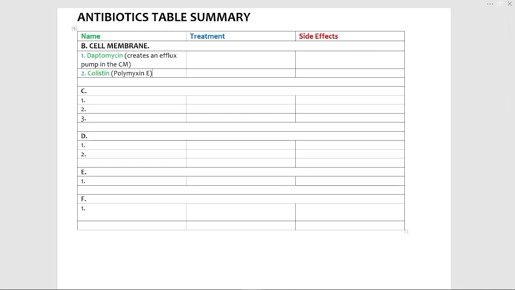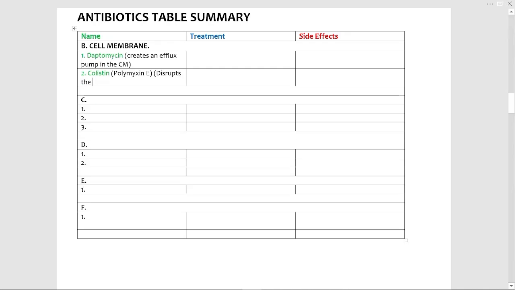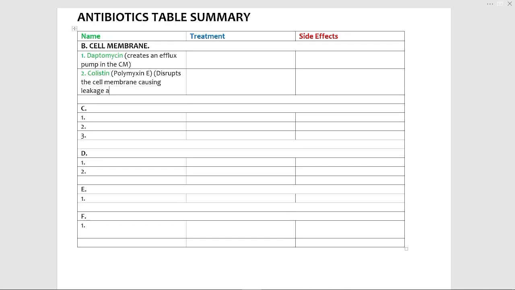The colistin or polymyxin E basically just disrupts the cell membrane, causing leakage and cell death. So those are the two major drugs that work on the cell membrane: daptomycin and colistin. Now, when it comes to treatment, why do we use daptomycin?